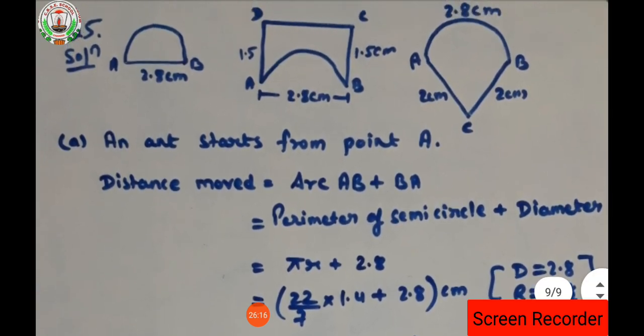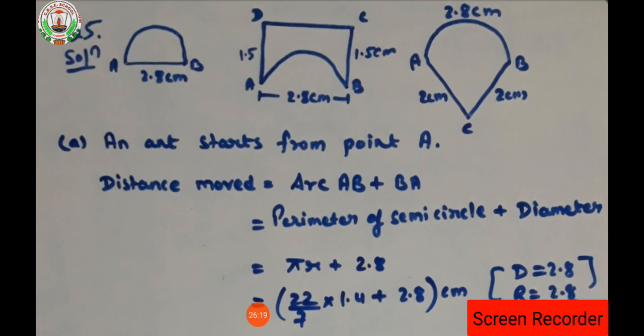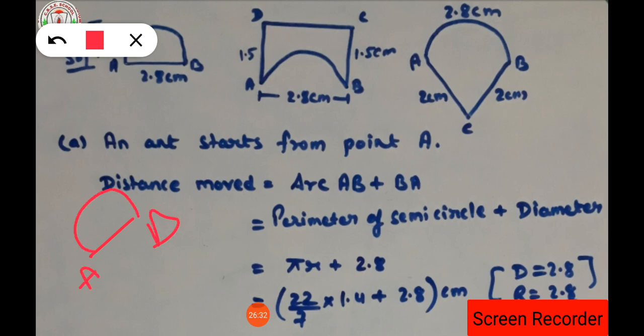Now the last question of this exercise talks about an ant. Food is spread on the floor. The ant starts traveling from the first figure. He starts from here and covers distance AB and comes back to A, then again travels AB, then BA, and again comes to the initial position. With the help of that we are going to find the boundary, that means the perimeter.